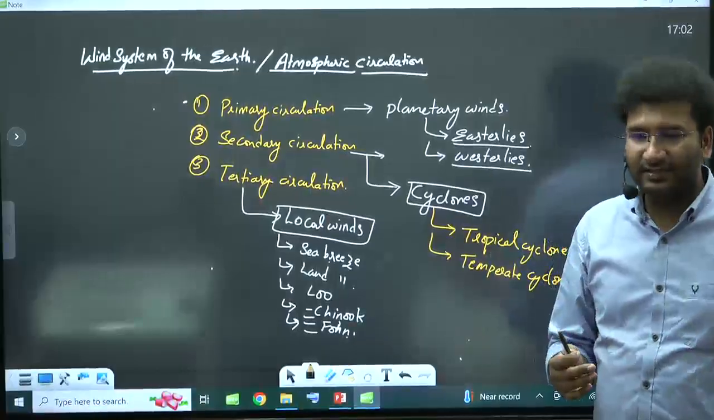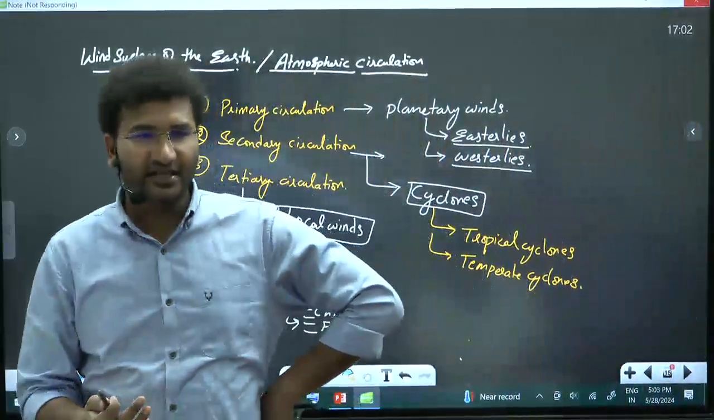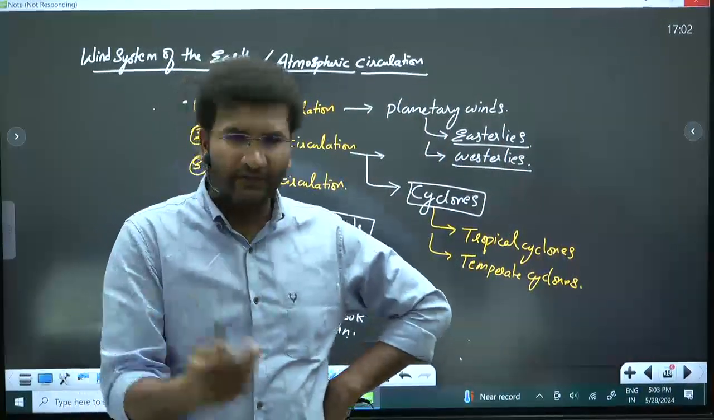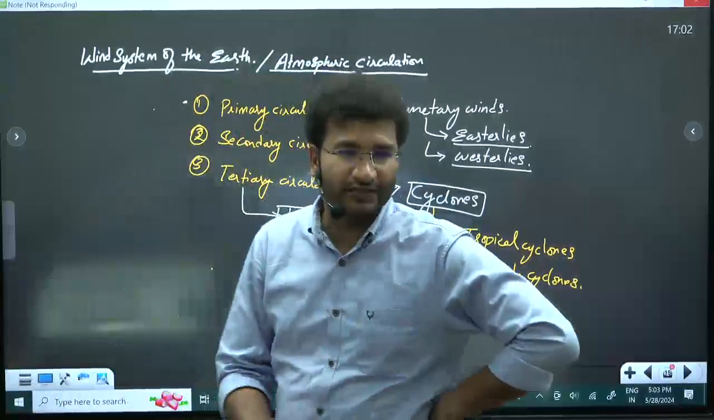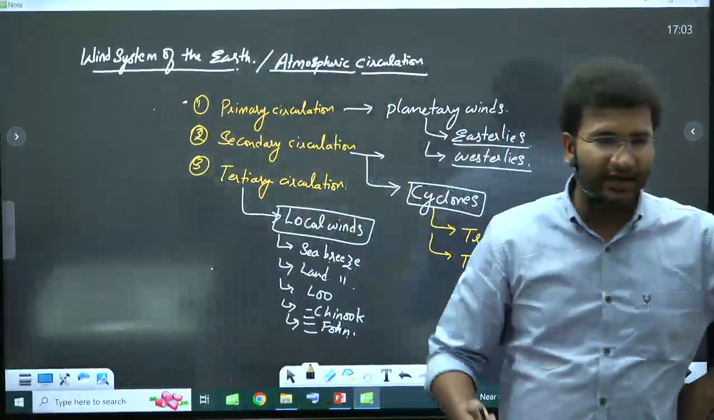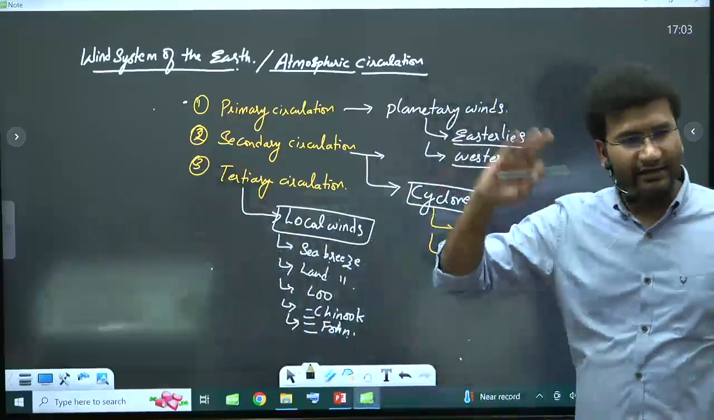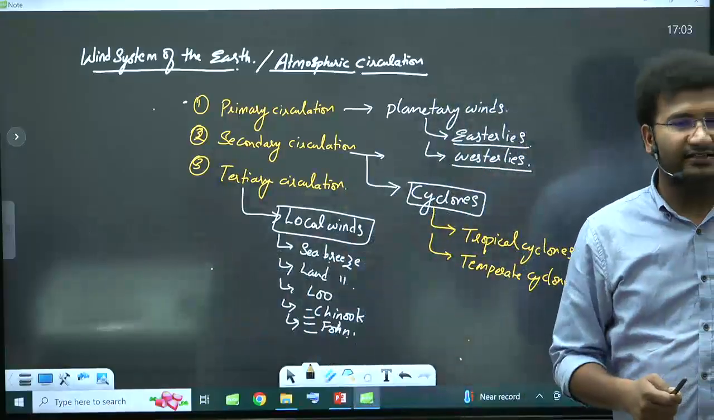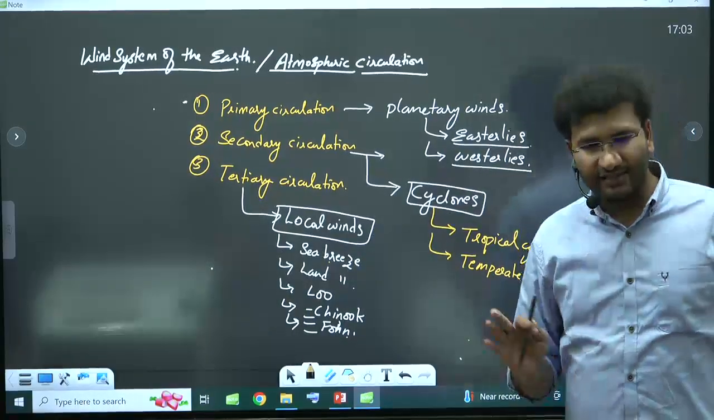Primary circulation means those which are present all throughout the year. Secondary circulations are temporary in nature, they can be there for 5 days, 10 days, like that. And then tertiary circulations are local winds. In the morning, the winds can be in one direction, and in the evening, the winds can be in the other direction. Broadly, the entire wind which is there can be classified into primary, secondary, and tertiary. This we have discussed in the last class.